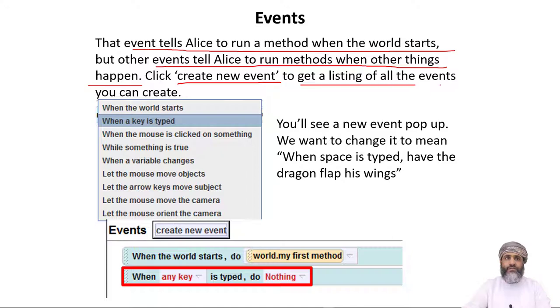Go to the listing of all events you can create, and here we are going to use a new event: when any key is typed. راح نربط عملية تنفيذ الميثود بضغط المستخدم على زر من أزرار لوحة المفاتيح.